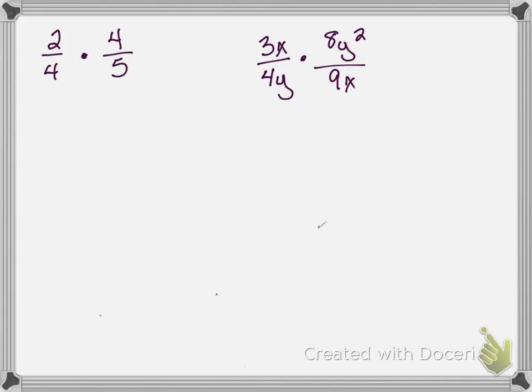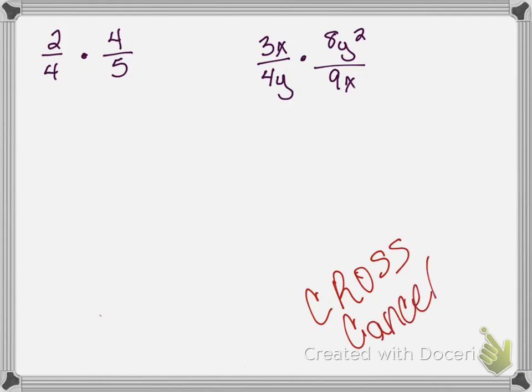Multiply across the top and then multiply across the bottom. I would end up with 8/20, and 8/20 simplifies to 2/5. That is a reasonable way to do it. What I want you to get in the habit of doing is cross canceling. It is so valuable to cross cancel once we start doing this with all these variables.